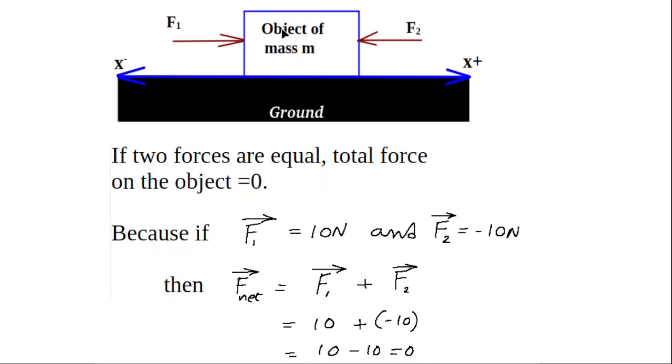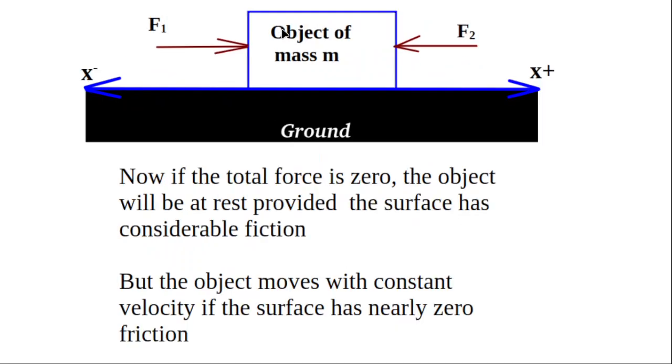According to Newton's second law, when the total force on the object is 0, the object should be at rest or should move with constant velocity. Here I say that the object will be at rest for the total force to be 0, provided the ground has a lot of frictional force.